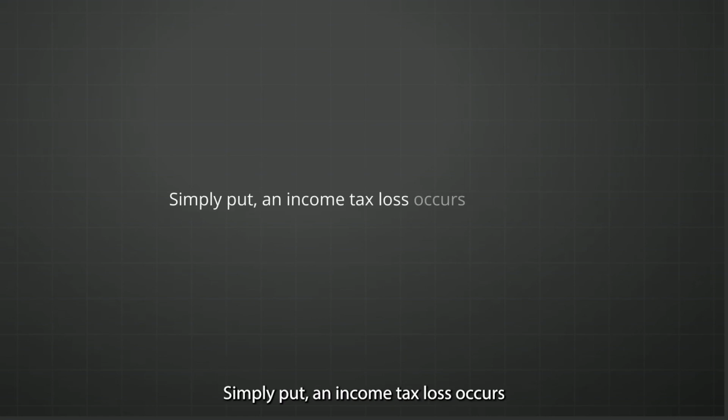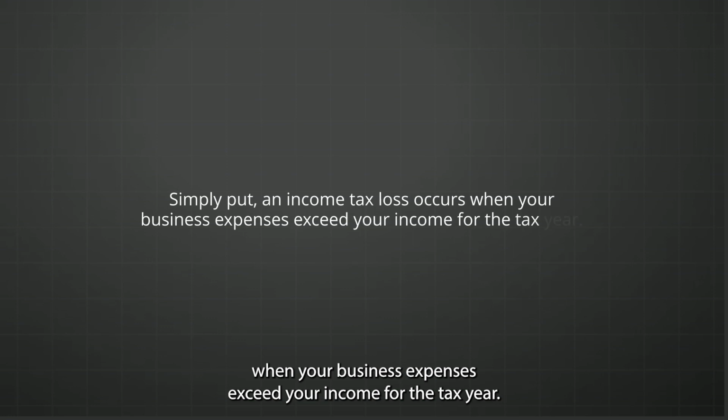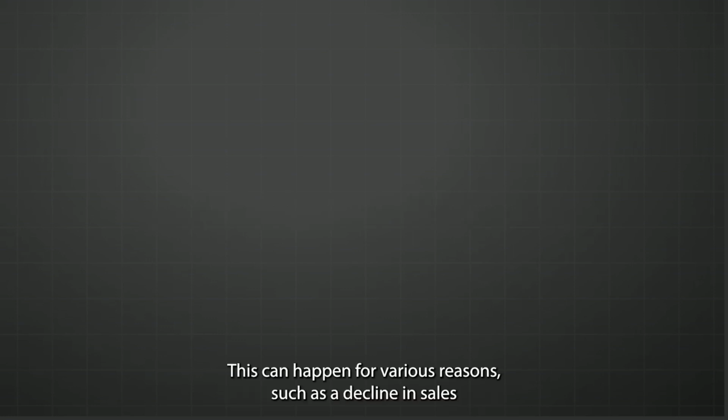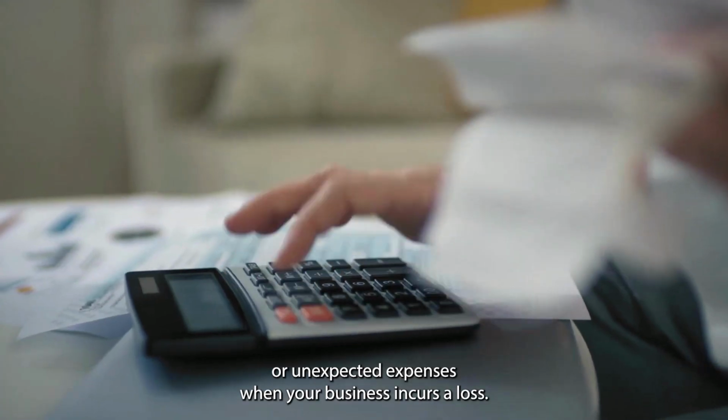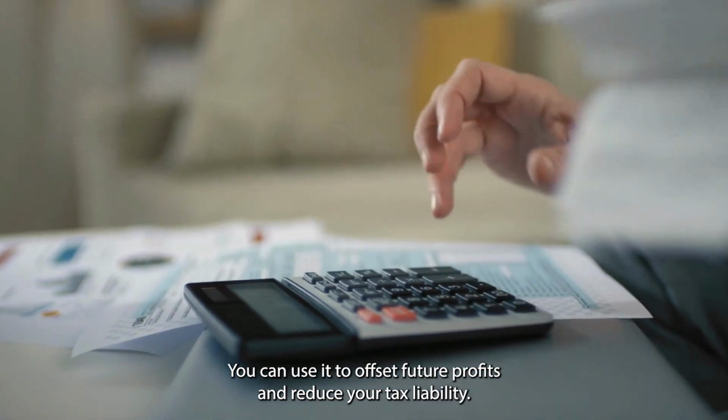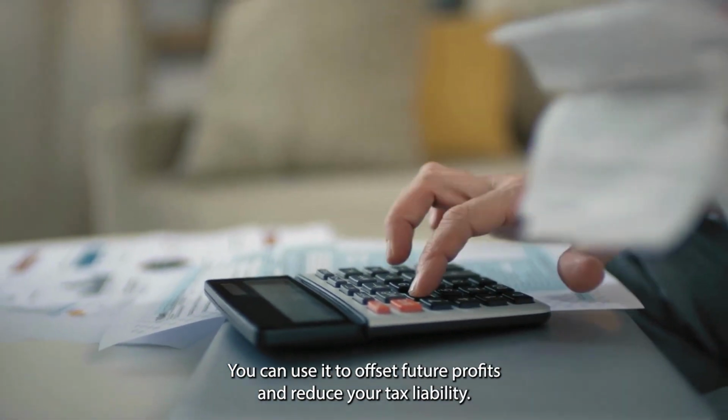Simply put, an income tax loss occurs when your business expenses exceed your income for the tax year. This can happen for various reasons, such as a decline in sales or unexpected expenses. When your business incurs a loss, you can use it to offset future profits and reduce your tax liability.